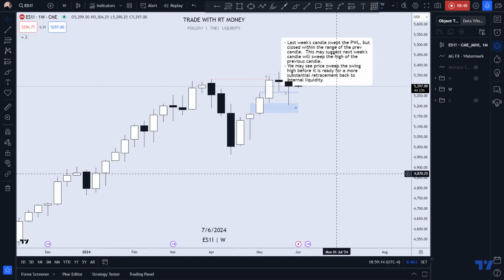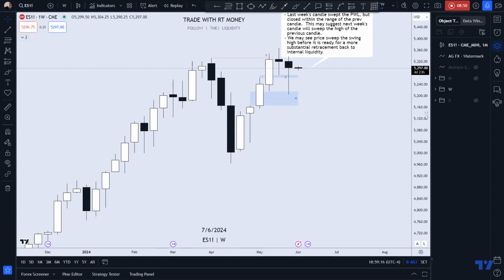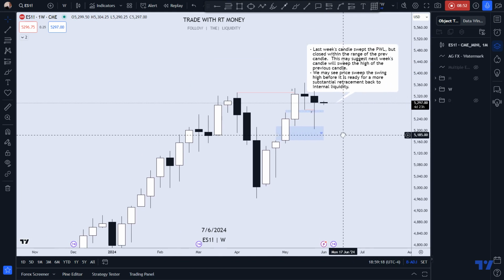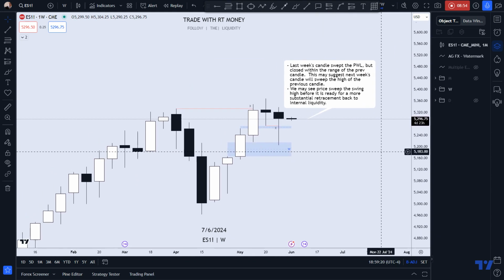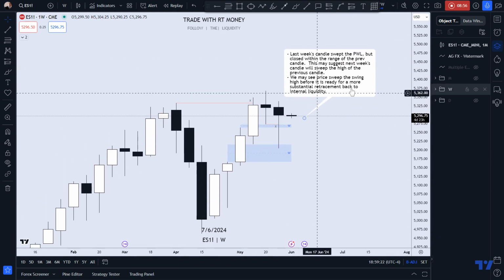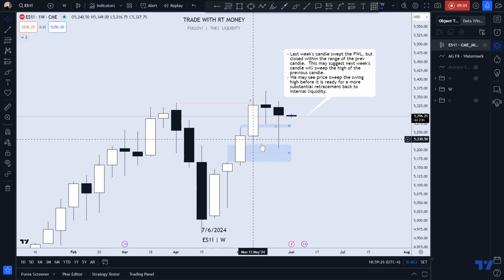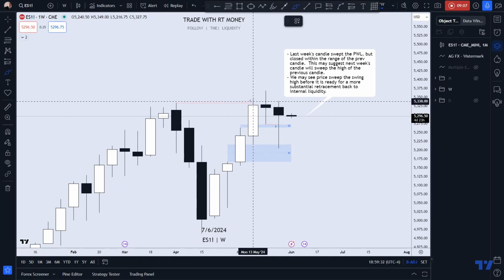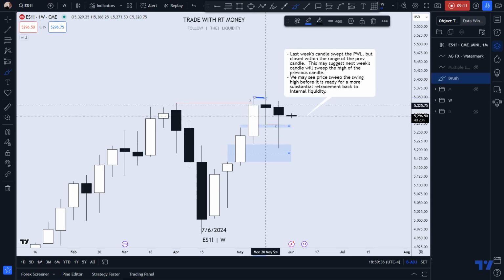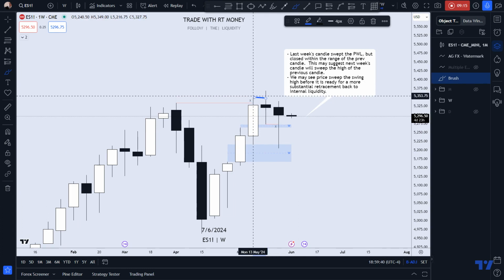You can freeze and pause and take a look at the notes. We may see price sweep the swing high, and all that good stuff. What happens is you can see the price action here. Price took out the high, did not trade through it. Price took out the previous high with the next candle, the next month, April. But it did not trade through it.